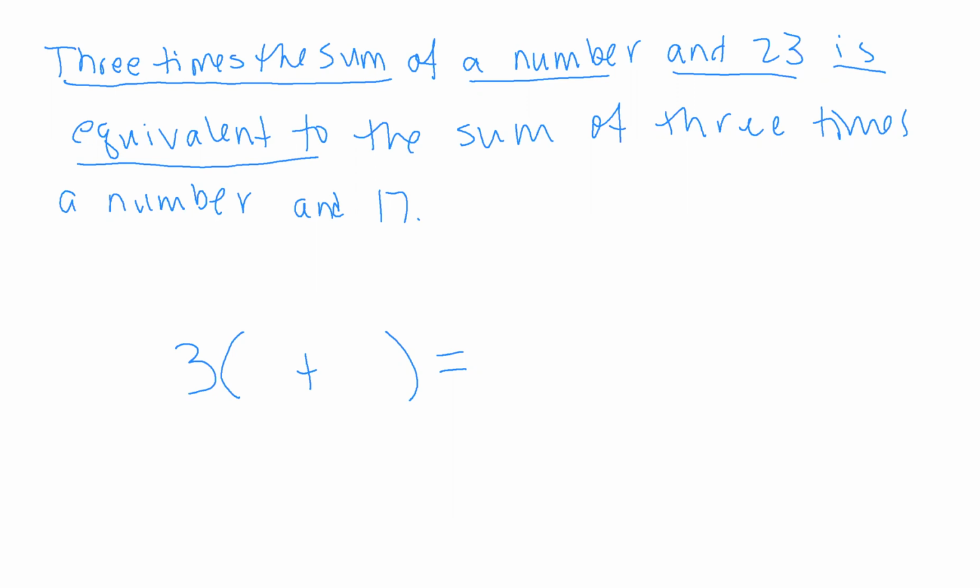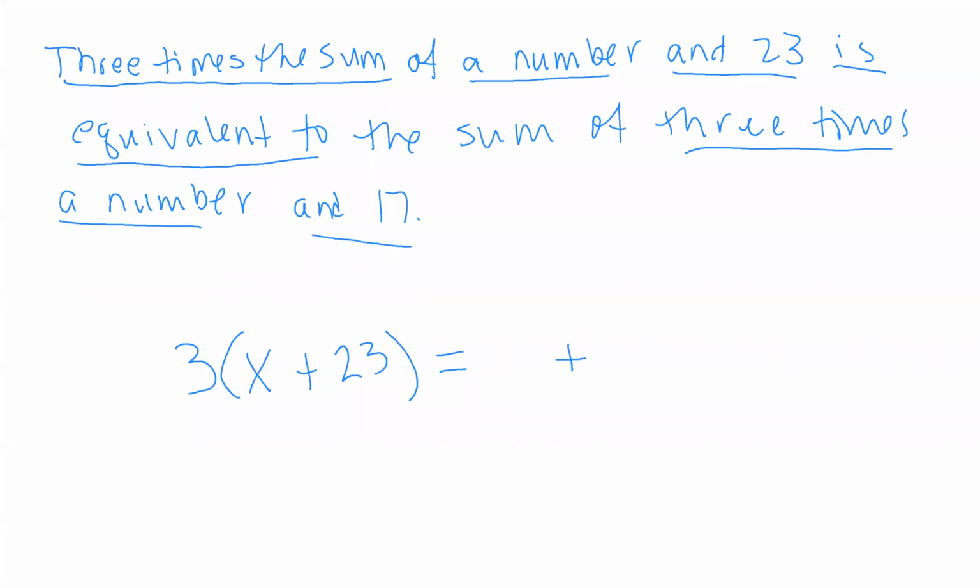So sum means plus, all right? So we're going to be doing something plus 23. And in this case, a number, we don't know what it is. We assign a variable to it, all right? Is equivalent to is our equal sign. And then we want to take the sum of 3 times a number. And with these equations, we're dealing with linear equations in one variable. Use the same variable. So don't switch it up and use like a z or a y or something. Stick with x, okay? So this time we want the sum of 3 times a number and 17.